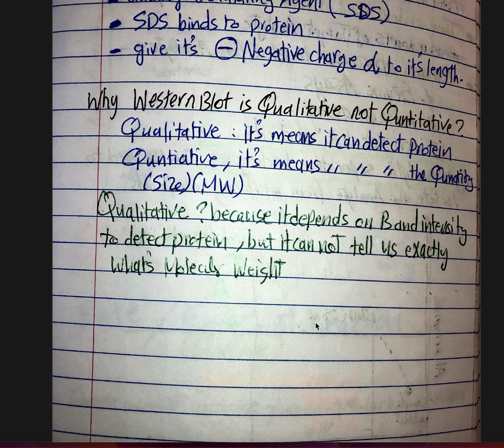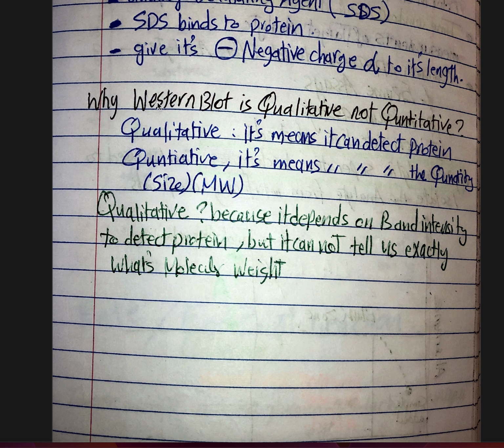Then the other question: why is the Western blot qualitative, not quantitative? Qualitative means it can detect the protein, but quantitative means detecting the quantity. So do you think, by these questions, which one is quantitative? Yes, gel electrophoresis, because in gel electrophoresis, I know these are proteins, but I want to separate them depending on the molecular size. I want to know what is small, what is large, like this.